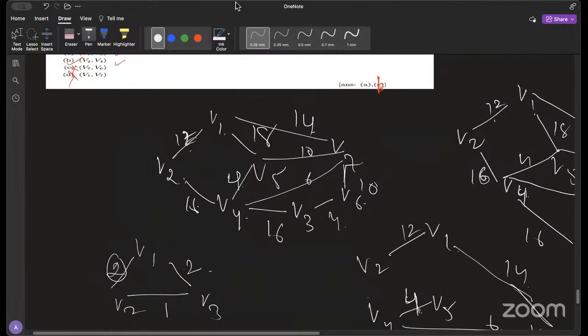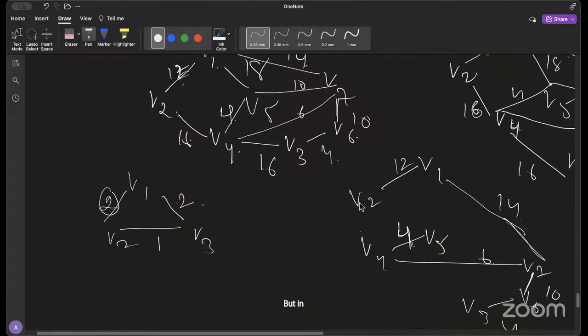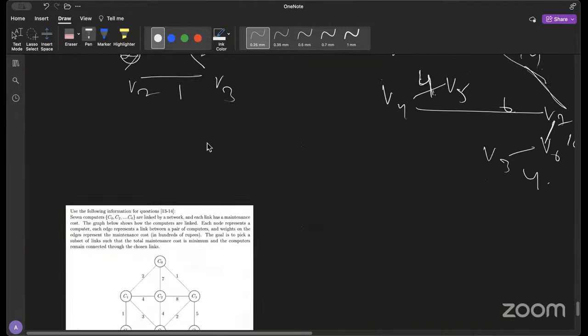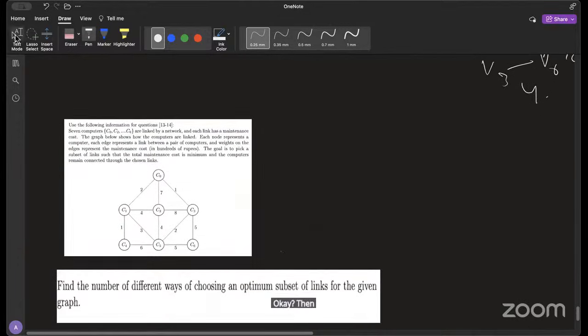It would become complicated for bigger graphs like this, because we have two 16s, or suppose we have three 4s. But in our case, both of the 16s are forming cycles, so there's no point considering them. Okay, then can we move to the next question? This one.